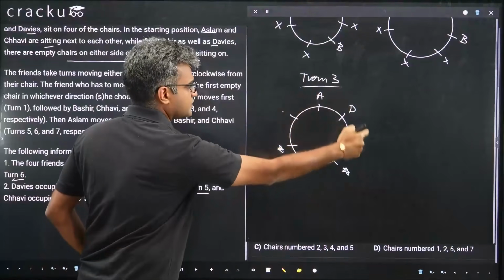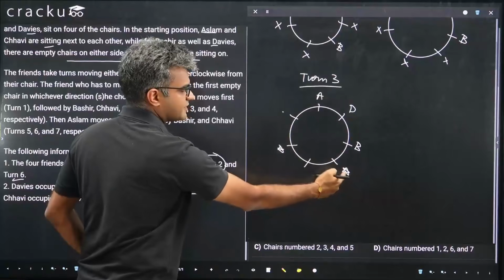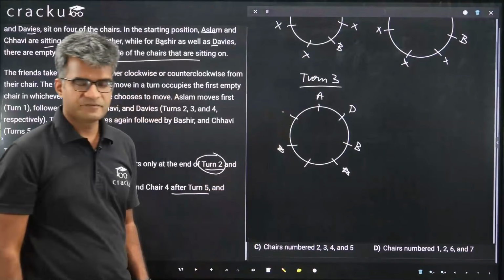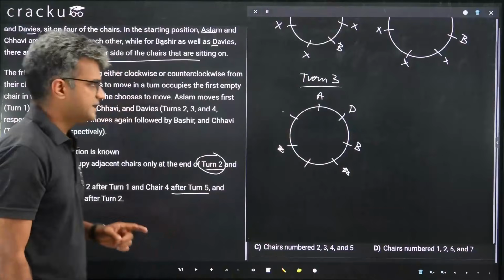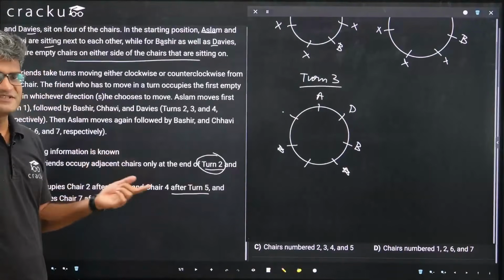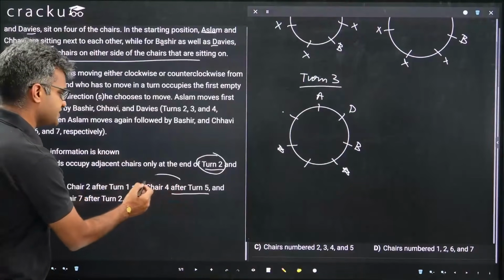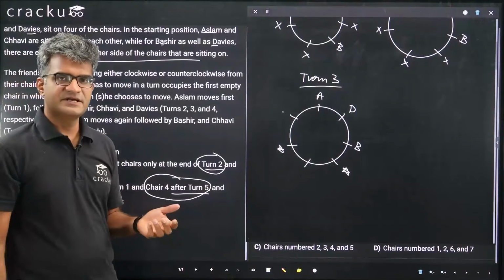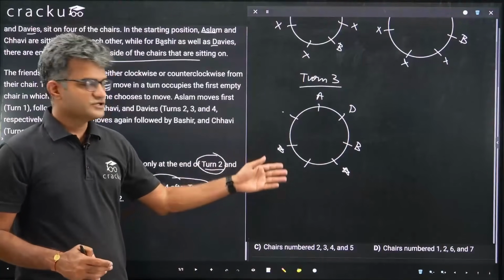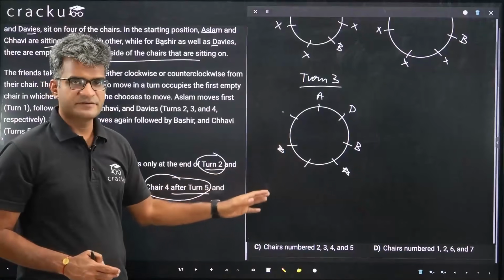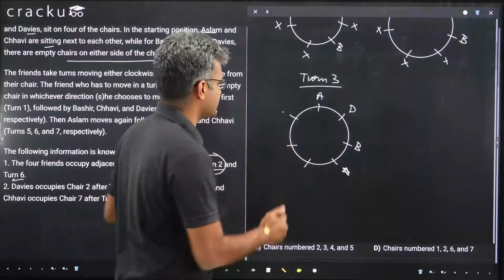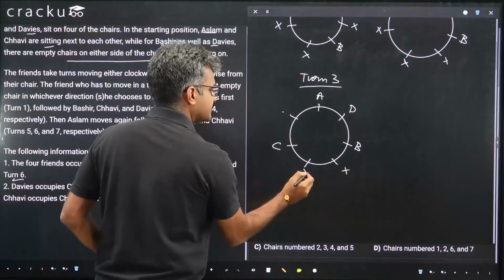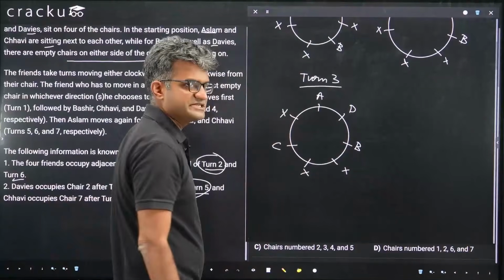If she is moving in clockwise direction, she will come over here. If she is moving in anti-clockwise direction, she will come over here. But what we do know is, in turn 4, Davis moves. And Davis moves to chair 4 after turn 5. So whenever Davis gets his turn, he will move to chair 4. So that is where Chavi cannot sit. So C has to go over here after the third turn, and these 3 will be the empty chairs.